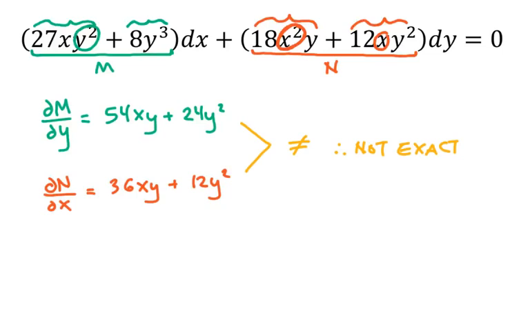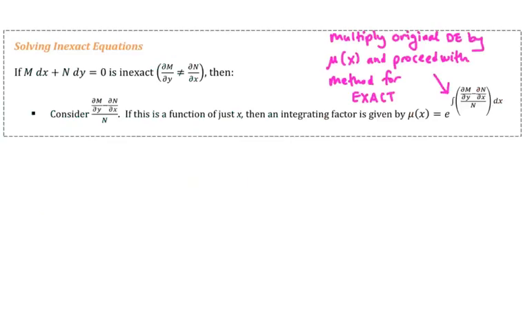Okay, so here's a little reminder of the process we'll use. Since we just showed that the equation is not exact, we are going to see if we can find an integrating factor. And we'll start by considering this calculation. We'll go ahead and work this out. And if that becomes a function of just x, we'll be able to find our integrating factor by taking e to the integral of that quantity.